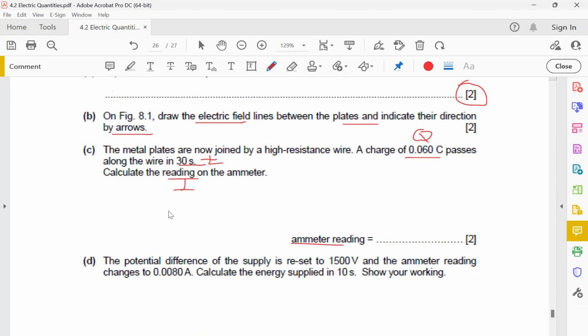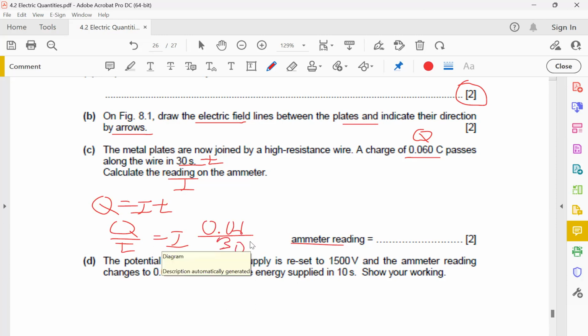What do you get for this one? You're supposed to use the Q equals IT formula, guys, and obviously your Q over T will be equal to your I, right? Which in this case here will be 0.06 divided by 30. Press it in your calculator, and then you're going to get a very small number, 0.002 amperes. Okay, easy.